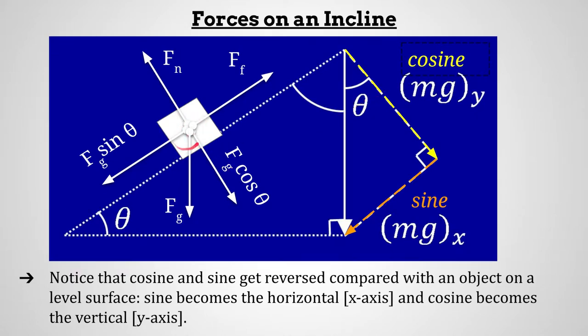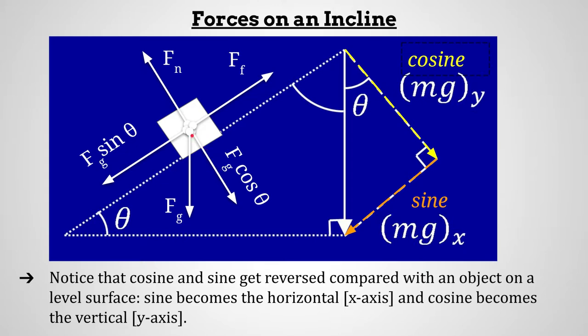So let's see what's going on here. We have an object on a surface that's at an angle. Gravity is still pulling straight down. You see where it says Fg? But because gravity pulls straight down while the object is on a tilted surface, we have to break the gravity, the weight, the force from gravity, into two components. We have to resolve it into two components.